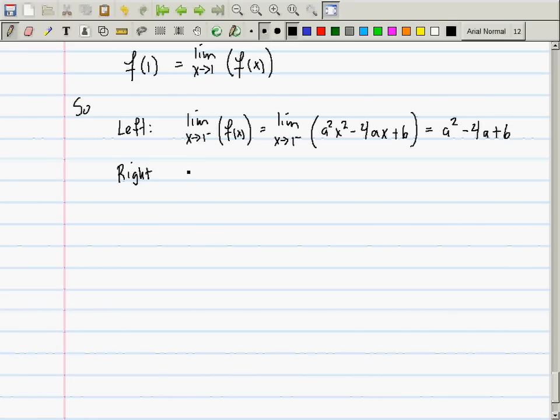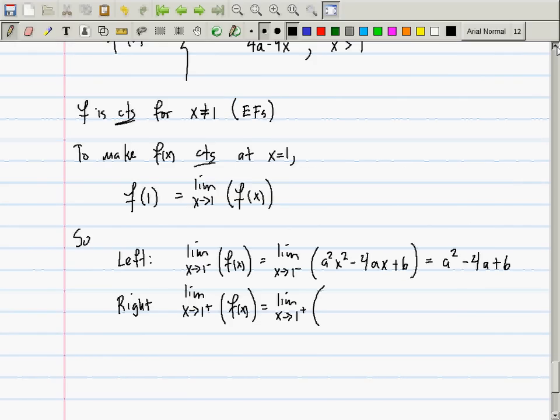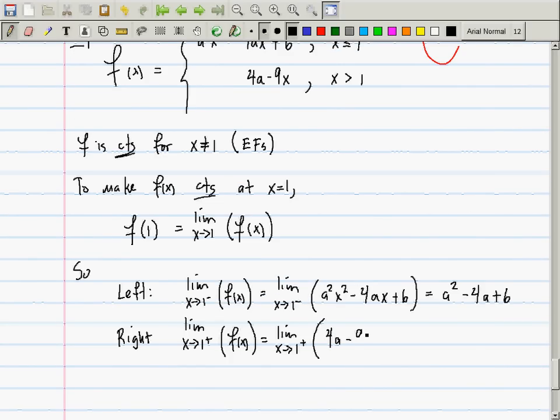From the right, the limit as x goes to 1 from the right of f of x is the limit as x goes to 1 from the right of, because I'm approaching from the right, I can select 4a minus 9x. Can I evaluate that? Sure, 4a minus 9. So for a fixed value of a, the limit from the left is that quadratic in a, and the limit from the right is that linear thing in a. I want them to be the same. I want to select values of a so that they are the same. Algebraically, what does this mean? Set them equal to each other. So now we solve a squared minus 4a plus 6 is equal to 4a minus 9.